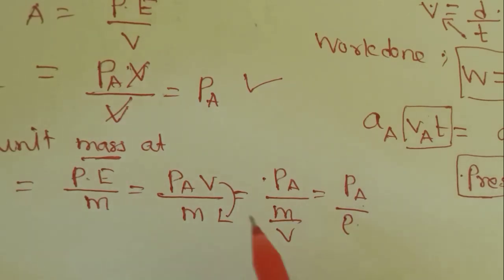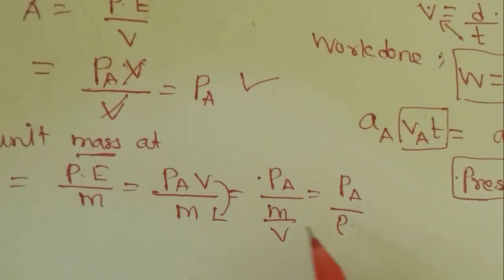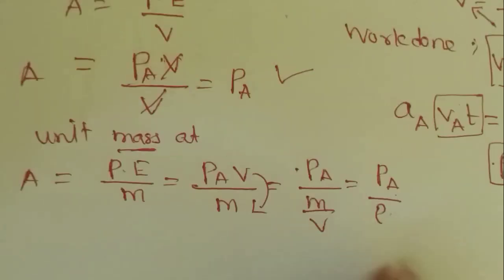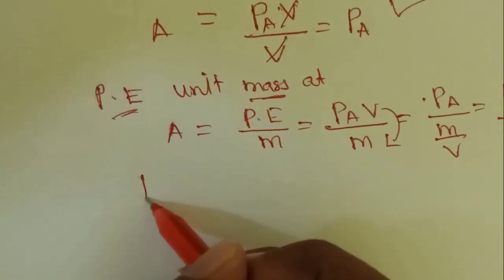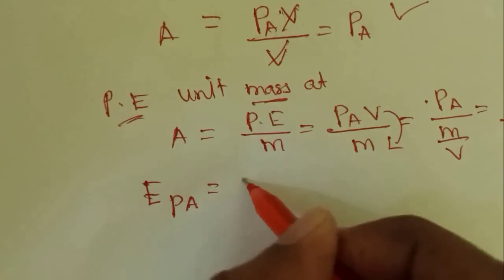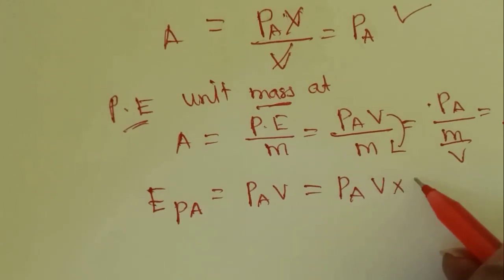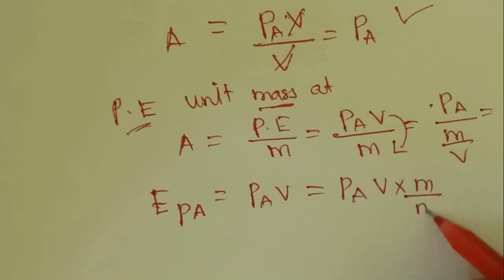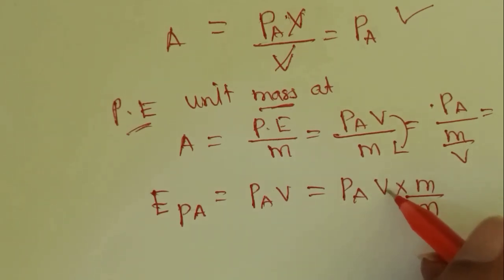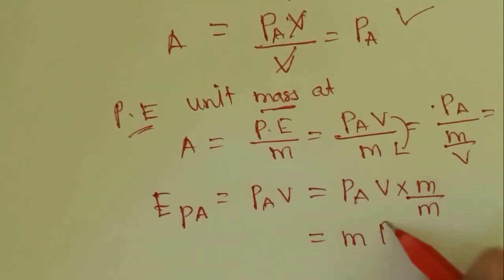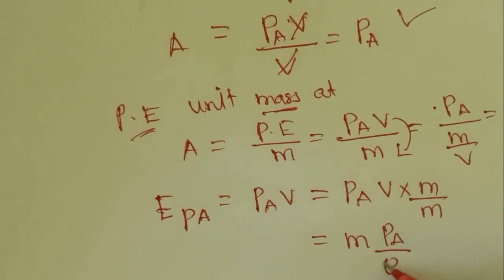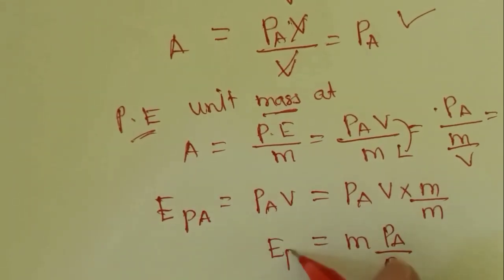And now M is the mass of the liquid entering at A in a given time. Therefore, the pressure energy of the liquid at a point A is PAV with respect to mass. This V by M you know is 1 by rho, so M is already there, so you write the equation M PA by rho. I think you are understanding this. So this is the final pressure energy formula.